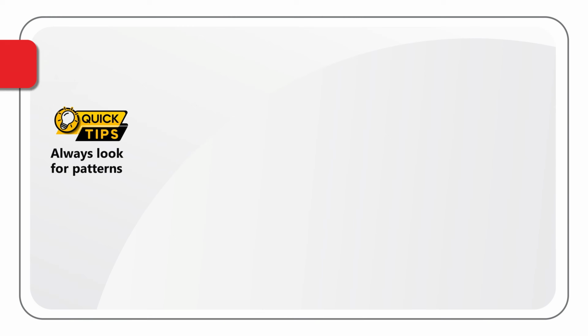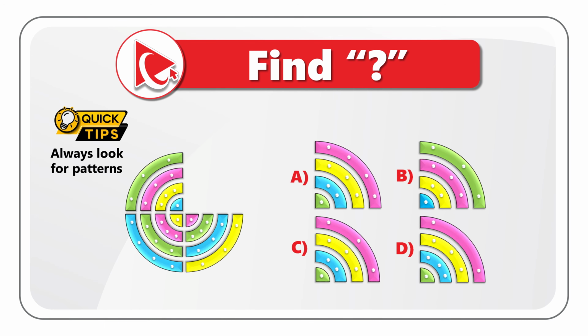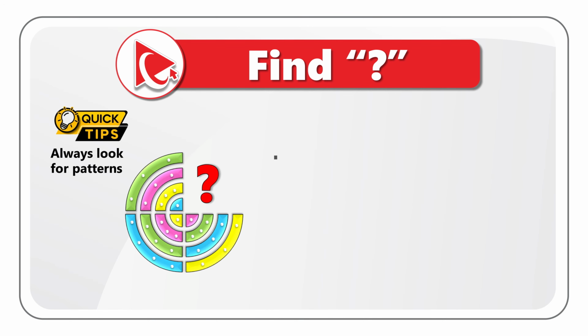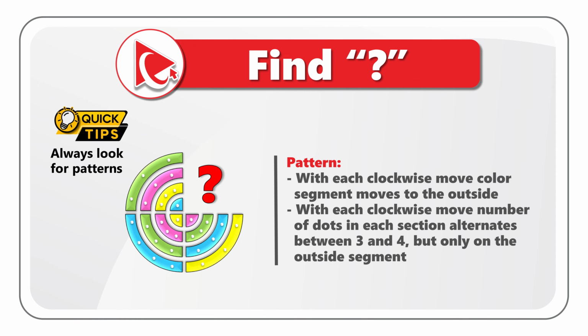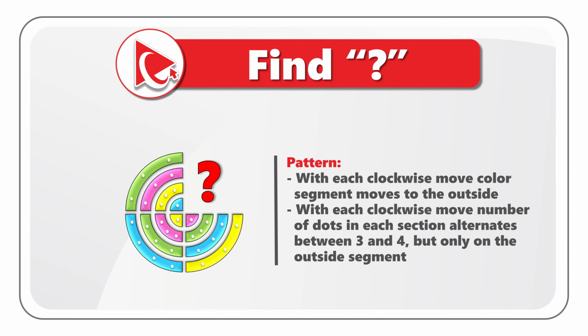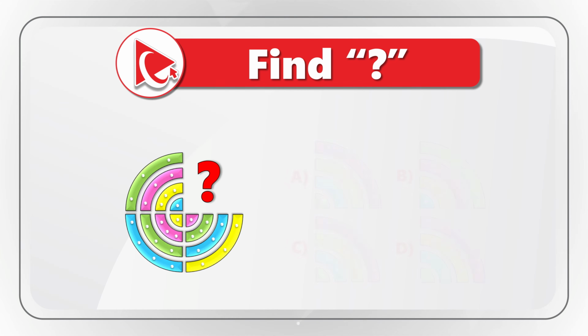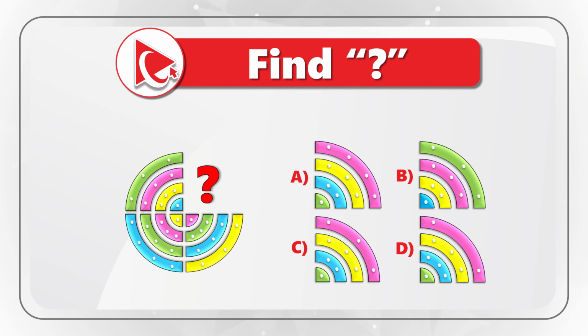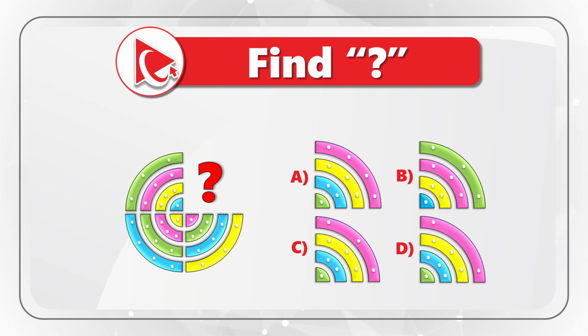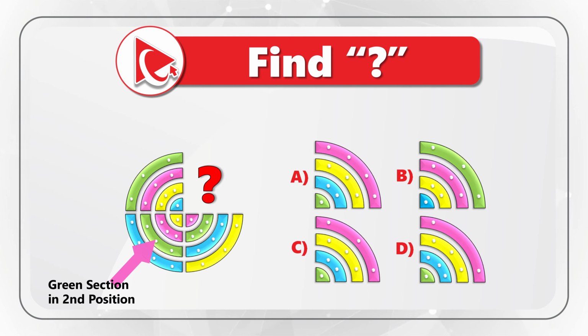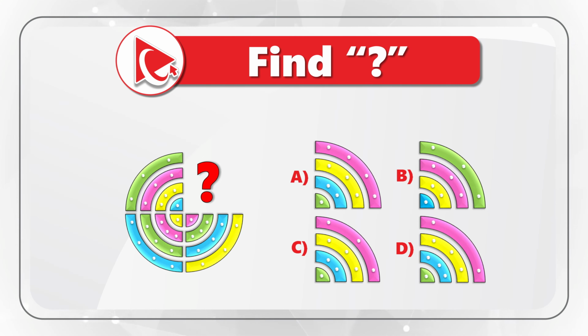If you're a frequent visitor to this channel, which you probably are, you're very well aware that to solve these types of challenges, you need to understand the pattern. And the pattern here is that with each clockwise move, color segment moves to the outside. Let's look at the example. For 3 segments that we see on the screen, let's assign the clock values. For example, we will have 5 o'clock, 7 o'clock, and 10 o'clock sections. Now, let's take a close look at the green section at 5 o'clock. When we move to 7 o'clock section, it becomes second from the outside. And when we move to the 10 o'clock section, it becomes the most outside section.